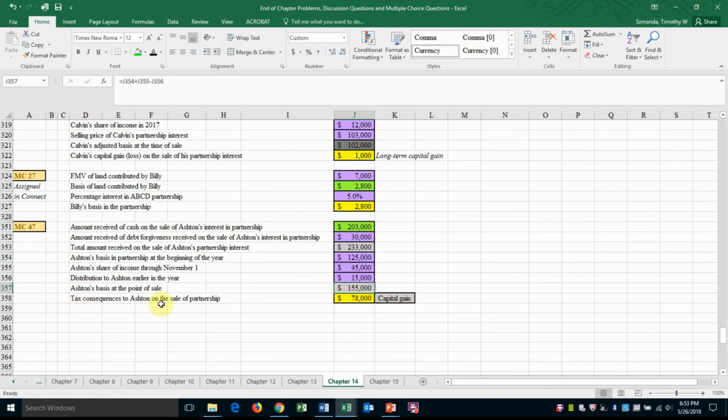Now, what are the tax consequences to Ashton on the sale of the ownership interest in this partnership? Well, we're going to take the total amount of the proceeds, which is $233,000, and then we'll deduct the adjusted basis of $155,000, and that will give us the capital gain that must be reported on Schedule D of Ashton's Form 1040 of $78,000. Please let me know if you have any questions on these or any of the problems for Chapter 14.